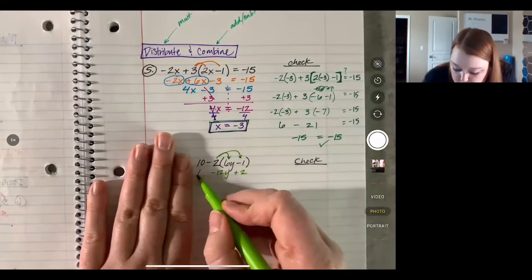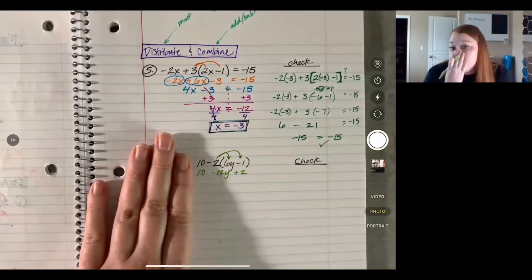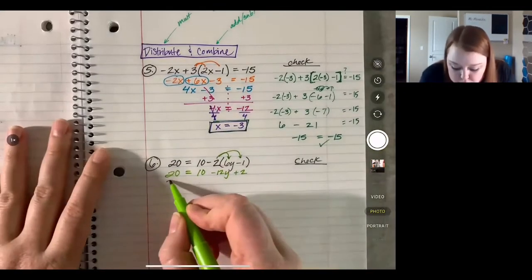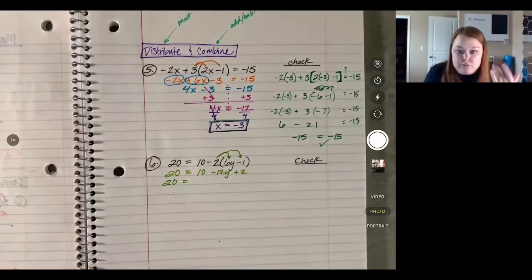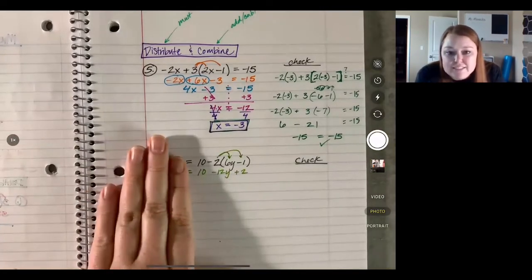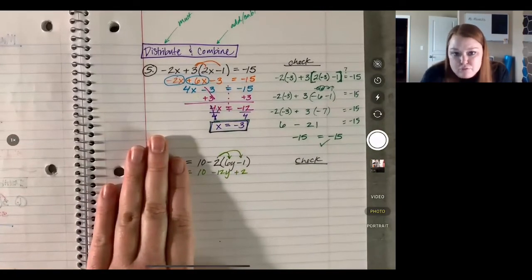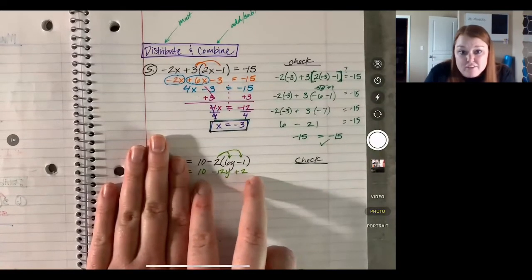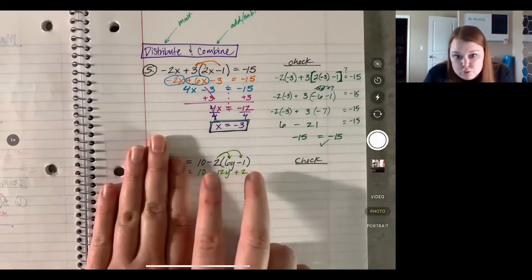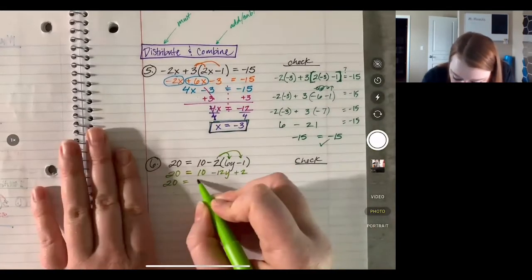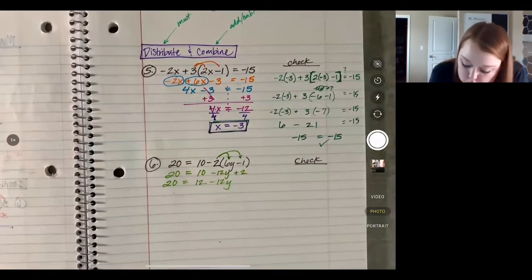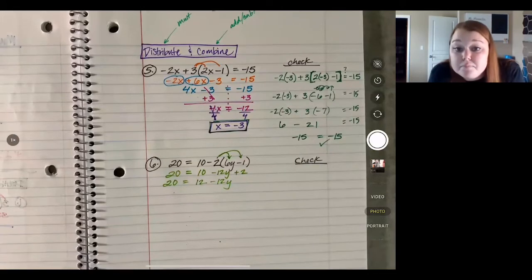Gotta drop down that 10. Don't forget about that, okay? So all we've done is use distributive property on the right side. Now, in my next line of work, there's nothing I can do to that 20, so just drop it down. The right-hand side still has some simplifying to do. The 10 and the 2 can go together. They are like terms. 10 plus 2 is 12. So I have 20 equals 12 minus 12y.